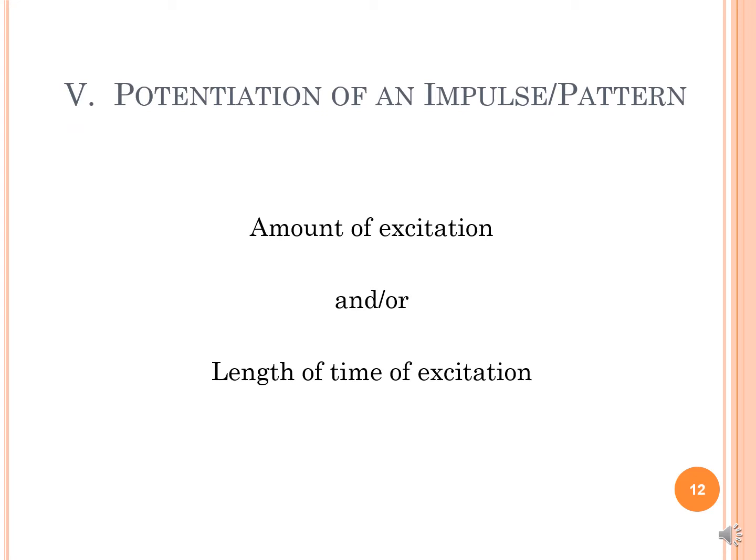Basically, it can be accomplished in two ways. Potentiation means to strengthen, so it can strengthen by increasing the amount of excitation to the patterns that are formed within the neuronal tissue, or the length of time of that excitation. So it can be a lot of energy over a short period of time, or a little bit of energy over a long period of time. They should do the same thing.